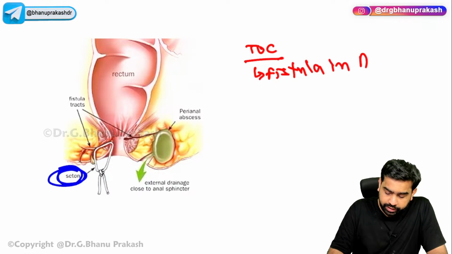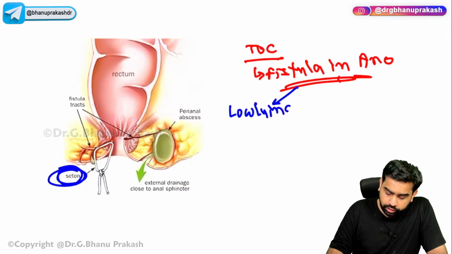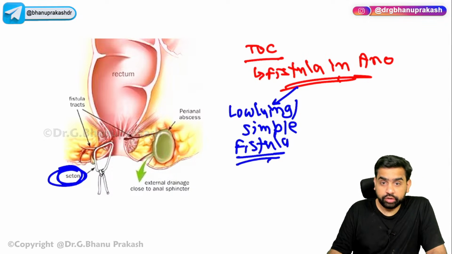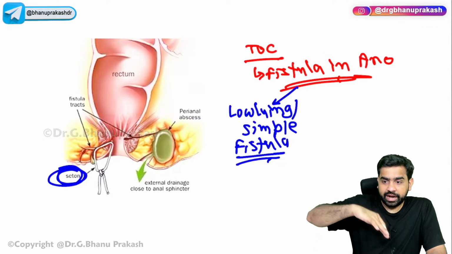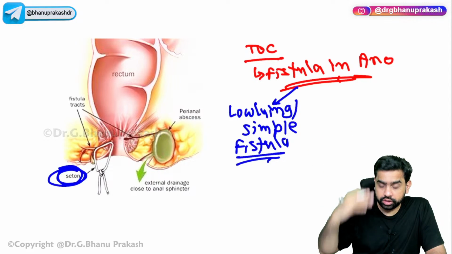Fistula in ano. Let's say there is a patient who is having a low lying or a simple fistula. Please try to understand this point. Low lying means that it is not above the internal sphincter as well. It is basically a low lying fistula or a simple fistula.